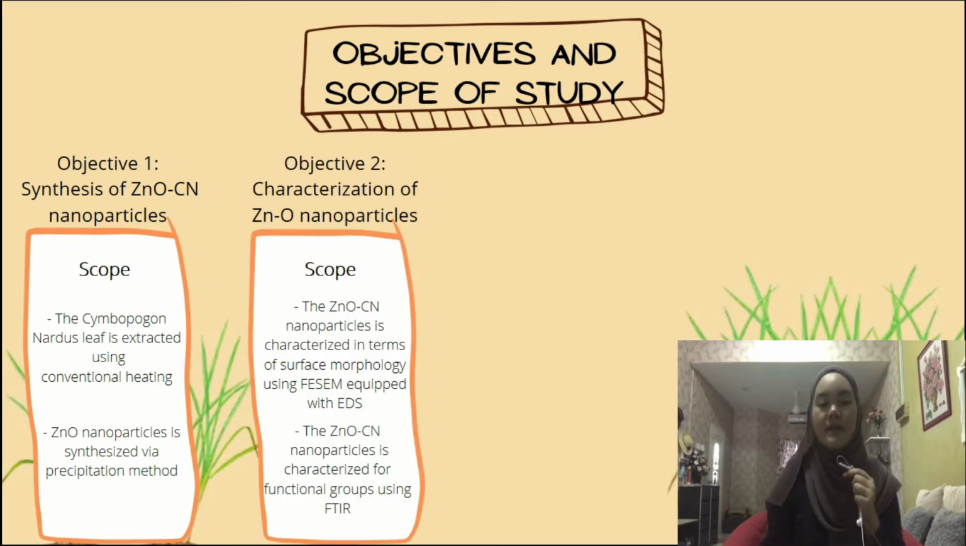Objective number 2 is characterization of zinc oxide nanoparticles with scope of study. The ZnO-CN nanoparticles are characterized in terms of surface morphology using field emission scanning electron microscopy, equipped with energy dispersive spectrometry. And the ZnO-CN nanoparticles are characterized for functional group using Fourier transform infrared spectrometry.